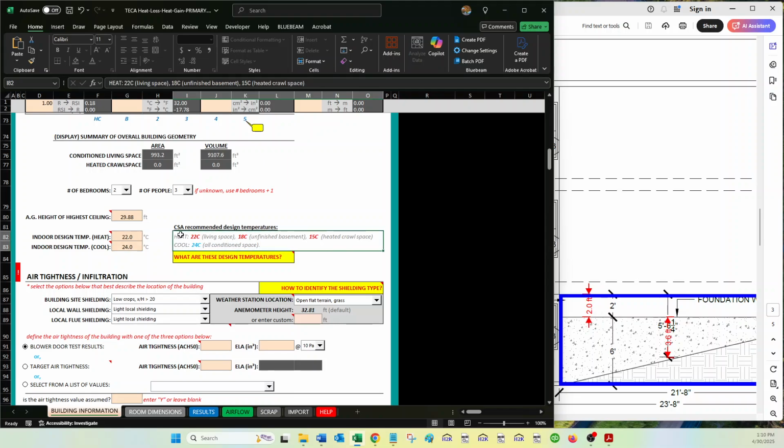CSA gives us these defaults here of 22 for living spaces, 18 for unfinished basements, and 15 for heated crawl spaces. This is all for the heating season. In the cooling season, CSA gives us the default of 24. These numbers are appropriate to use.